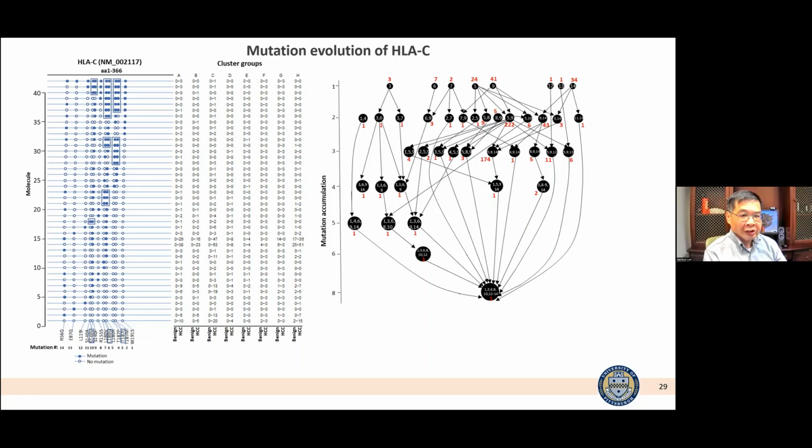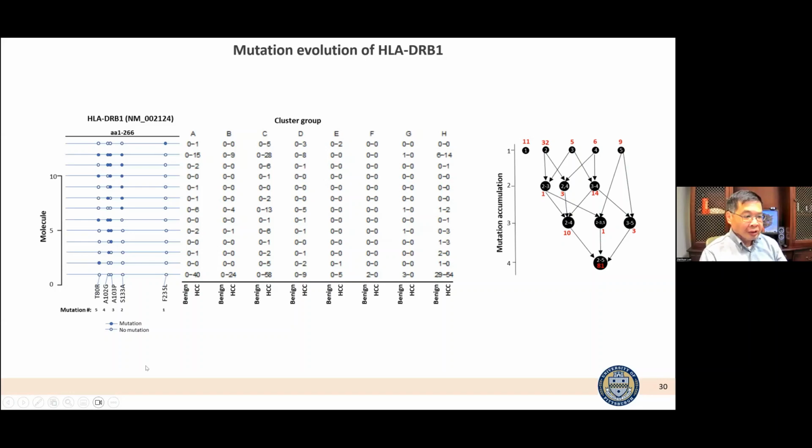And DRB1 is a little simpler, with only five mutations. Mutation number one, which is in the N terminus, C terminus, does not have much, it didn't evolve. However, mutations 2, 3, 4, 5 all evolve into a four-mutation cluster right there.